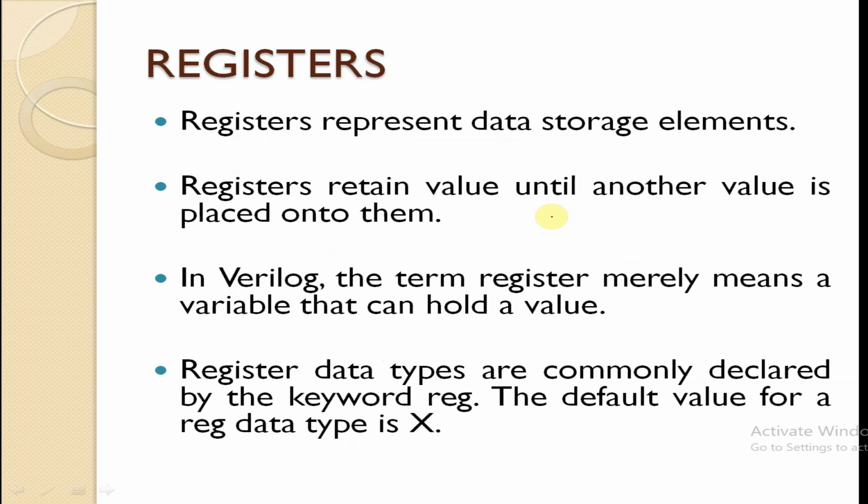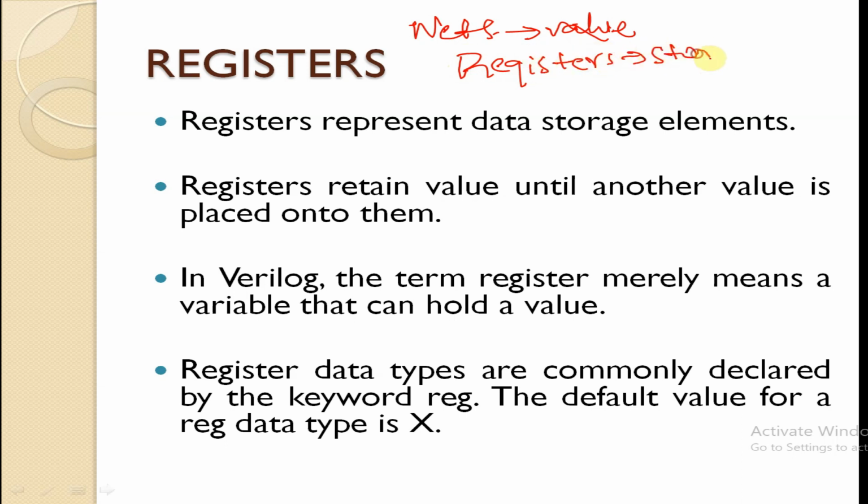Now coming to registers. Registers represent data storage elements. So basically nets cannot store any value, but registers can store values. Registers are used to store the values. Registers retain value until another value is placed onto them. For example, if we declare any variable as a register, as reg a, then we can assign that variable any value. A is equal to 0.